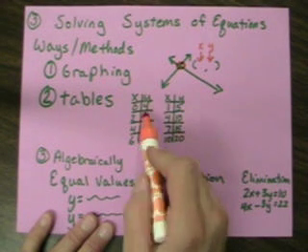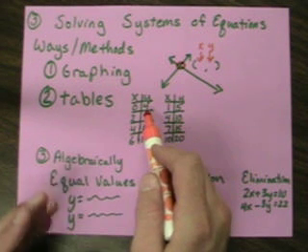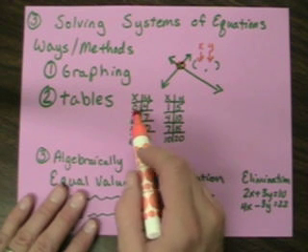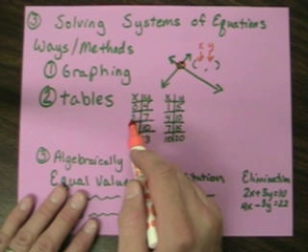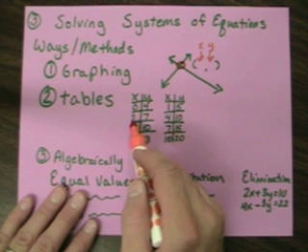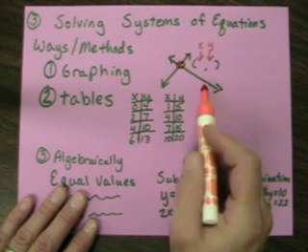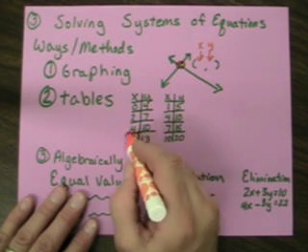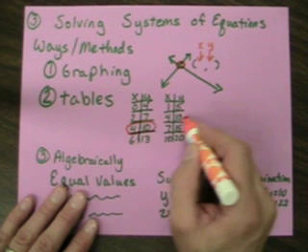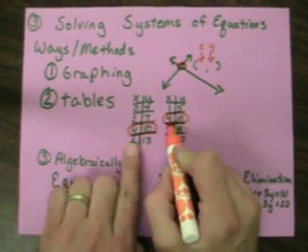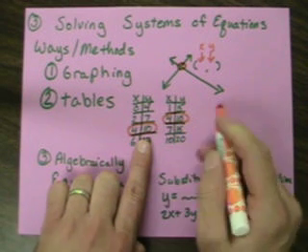In tables, we're looking for the same general thing. We just don't have as good of a visual representation. In a table, we have to find where the x's match and the y's match. In other words, on this one, the x's and y's match at 4 and 10 because both of the x's are 4 and both of the y's are 10.